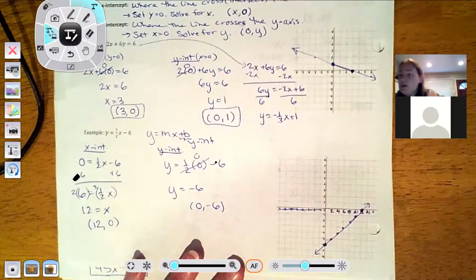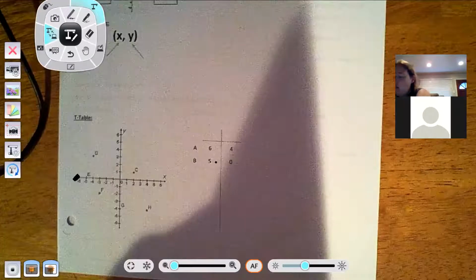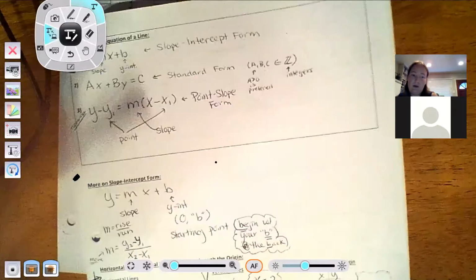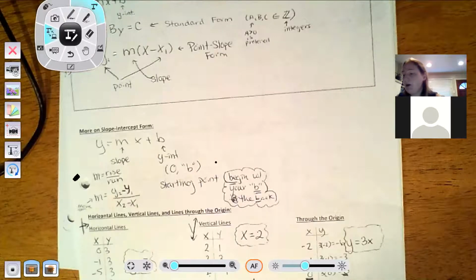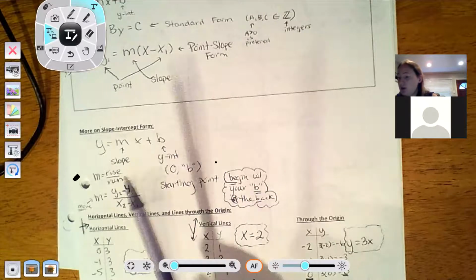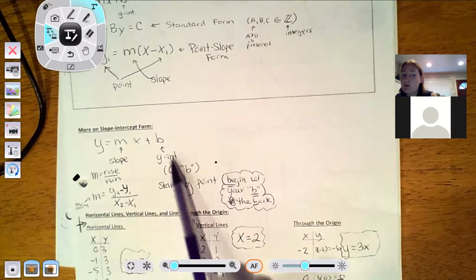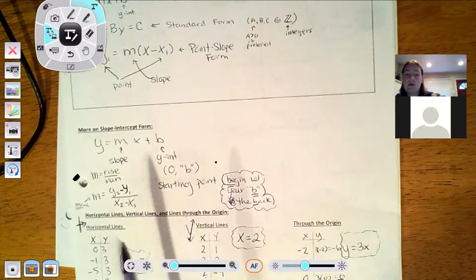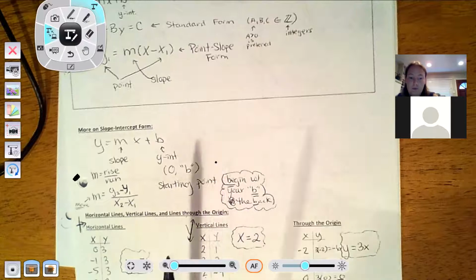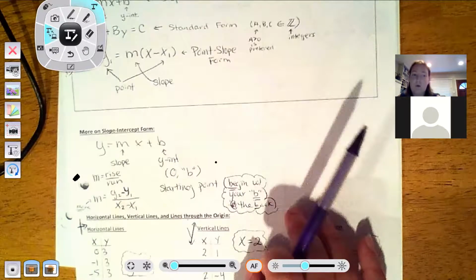So that's the intercepts in a t-table. But ultimately, we're going to want to be able to do this a lot quicker, and having it in y equals mx plus b form, slope-intercept form, where you start with your y-intercept, you start at a point, and then you use your slope to get other points, is the quickest. And so we'll see that in the next lesson more.